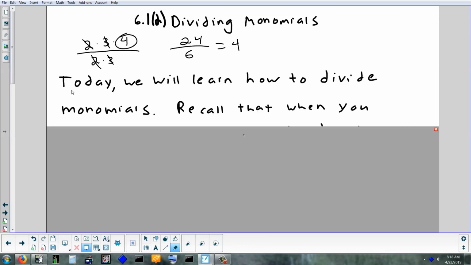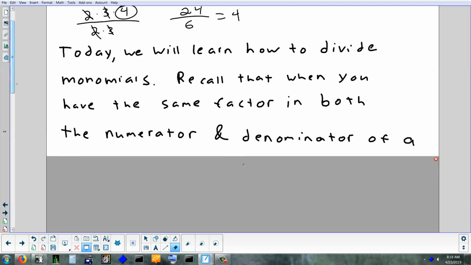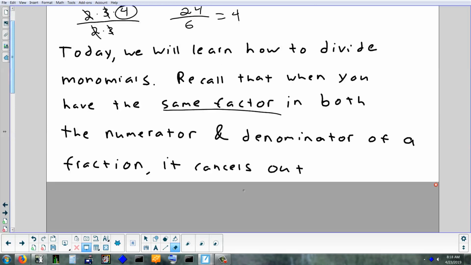Now, is it that hard to do 2 times 3 times 4? Not really. But that's the idea of what we're going to do today. We're going to be able to cancel things out. But remember, you can only cancel them out if you have the same thing in the top and the bottom.